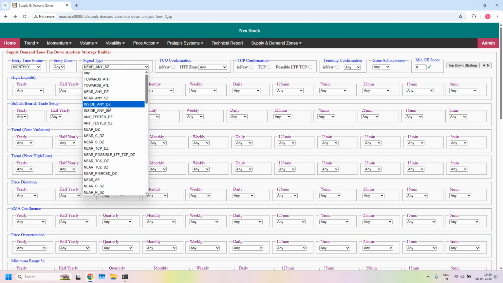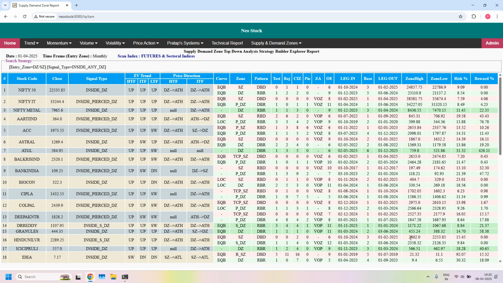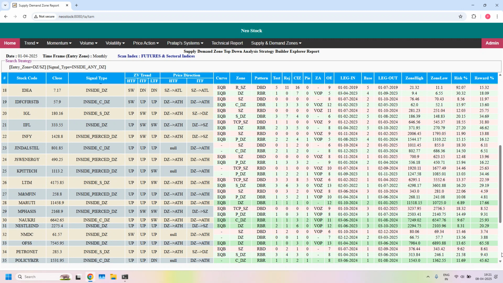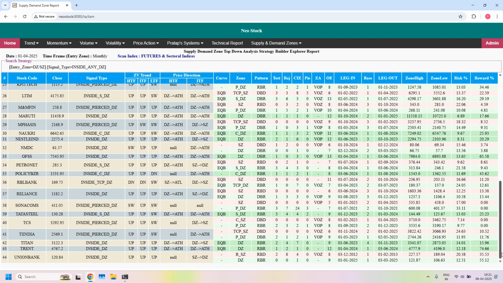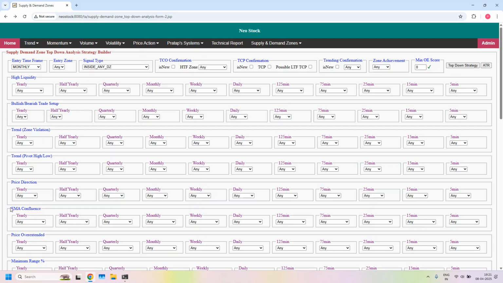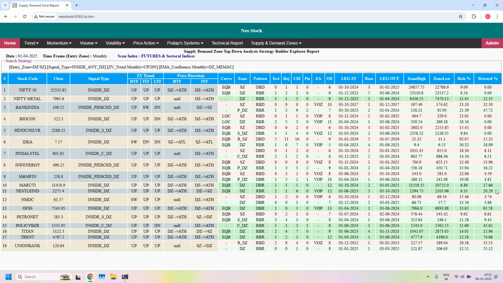Next, price closed inside the monthly demand zone, first 18 stocks in the list. Quickly, I scroll the list down. After that, we will filter with EMA confluence. 44 stocks are filtered. We can further filter based on monthly demand zone having monthly EMA confluence. And also trend on the monthly up or down. So now the list has come down to 18 stocks.